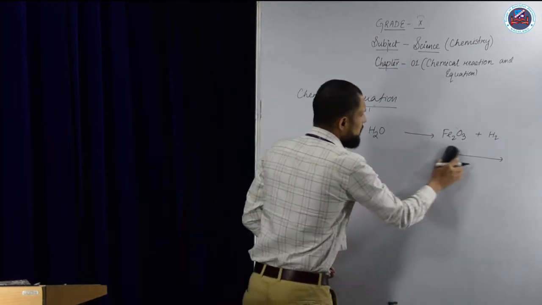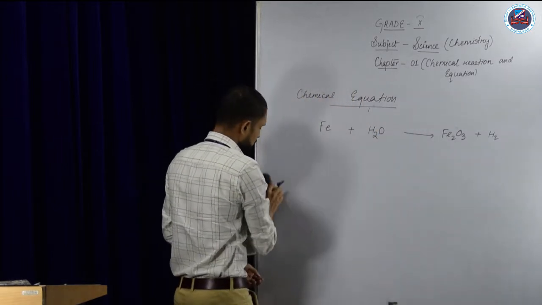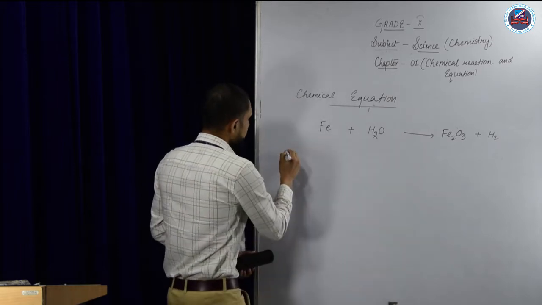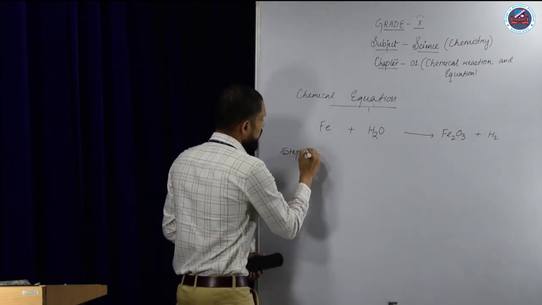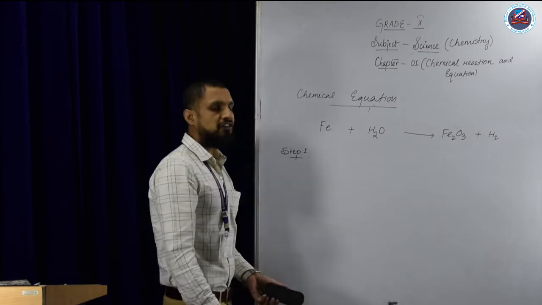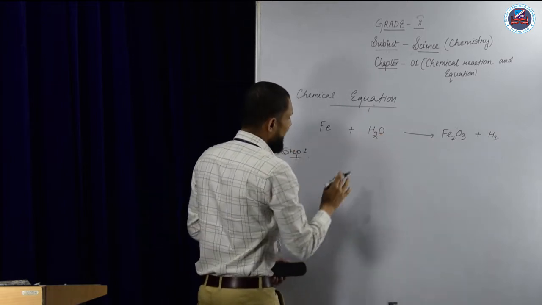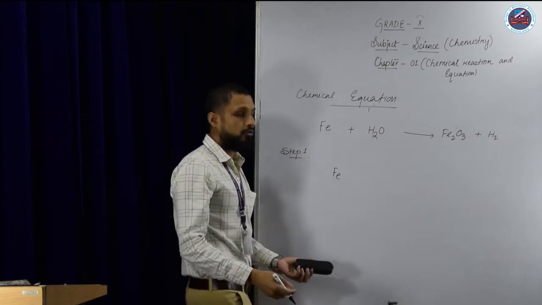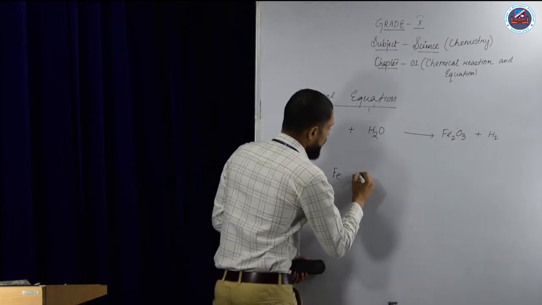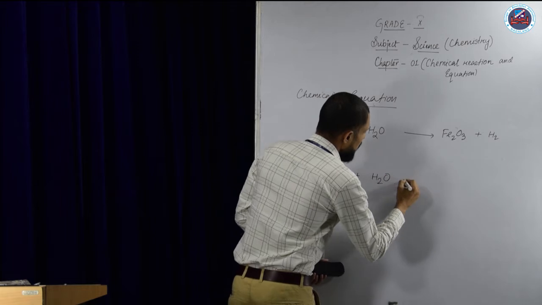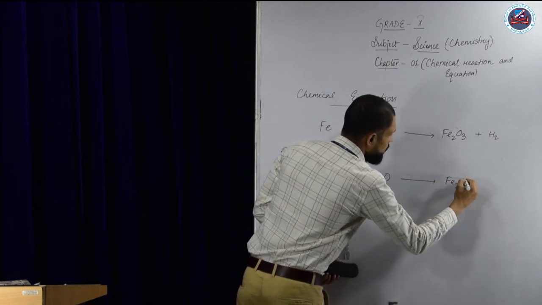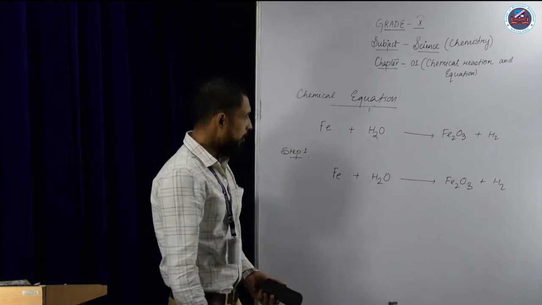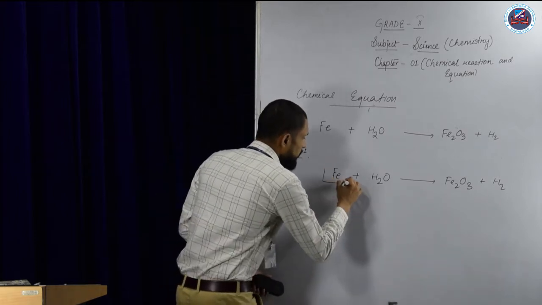There are a certain number of steps involved in balancing a chemical equation. So the first step: write down the unbalanced chemical equation. I'll take the same equation so that it will be easier for you to understand. So let us take Fe plus H2O gives Fe2O3 plus H2. So what you'll do, you'll draw a box.